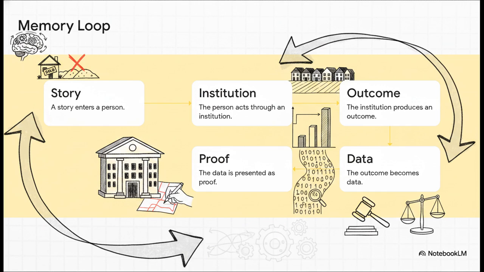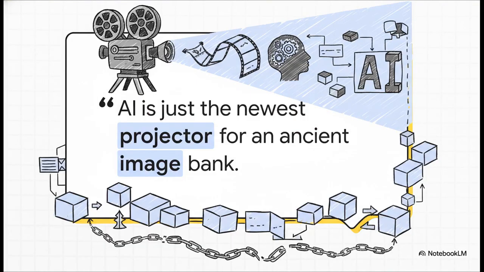As our sources note, while racism can be carried in a single mind, a structure can also begin to behave pathologically, inventing enemies, repeating grievances, and laundering historical advantage into what just looks like neutral data. And here is exactly where the technological complication arrives. Artificial intelligence systems are ingesting this historical loop right now. As the author so vividly puts it, AI is just the newest projector for an ancient image bank. It's taking the data generated by centuries of structural bias and regurgitating it with absolute mathematical authority.